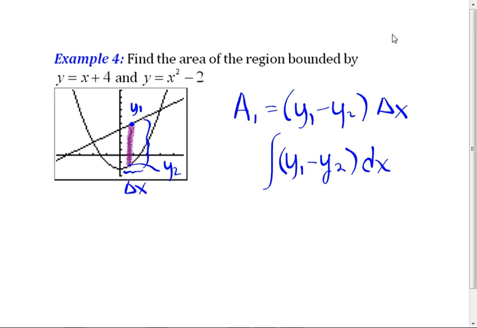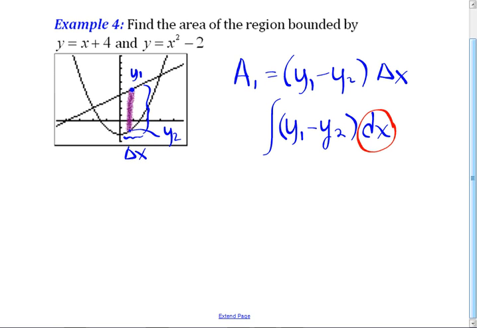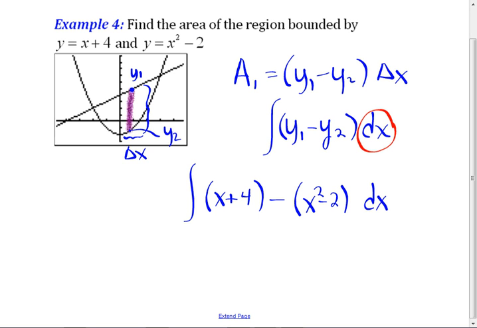For example 4, let's see, ask me that one. And then, what do you have to do? You have to integrate. Now, which variable do I want here? I want the x's, don't I? So, it's the integral. Which is the top function, the line or the parabola? x plus 4 minus the parabola, which is x squared minus 2, dx, that's like a parentheses, and then I have to figure out where these intersect.